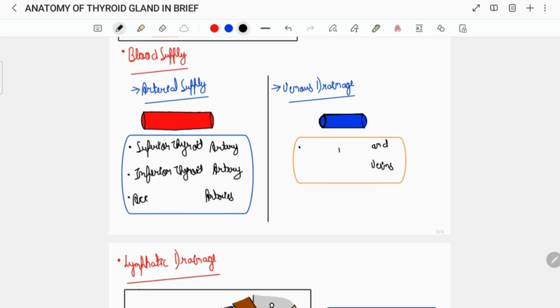Also, there can be accessory thyroid arteries. These accessory thyroid arteries can arise from tracheal and esophageal arteries and supply the thyroid. Venous drainage occurs through the superior, the middle, and the inferior thyroid veins.